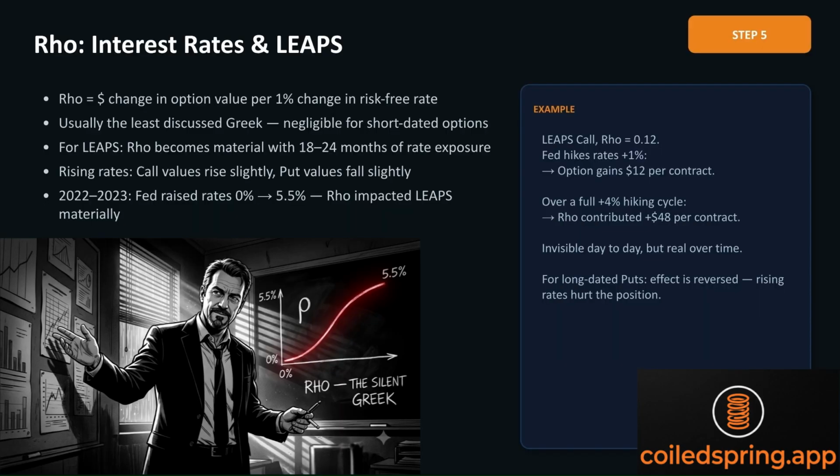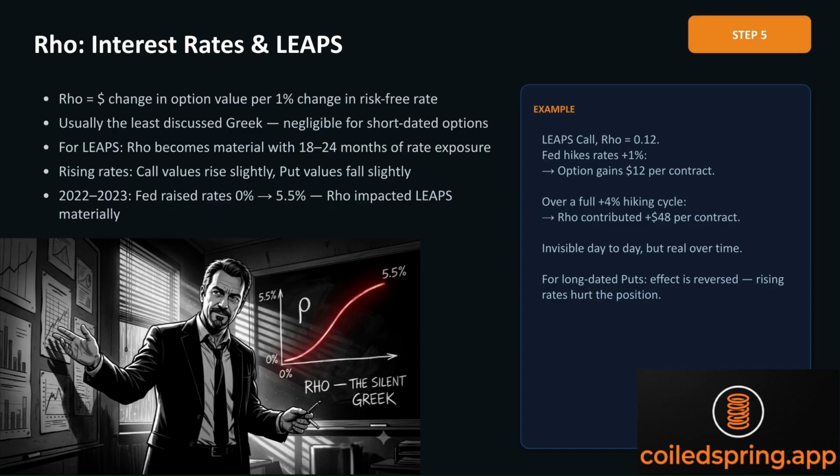Rho is the Greek nobody talks about at the trading desk until they get caught by it. And then they talk about it a lot. Let's be honest up front, for most options, most of the time, Rho is almost irrelevant. If you're trading weekly options, monthly options, even 90-day options, Rho is a rounding error. You can functionally ignore it, and your P&L will barely notice. The sensitivity to interest rates over a short time horizon is simply too small to matter in practice.